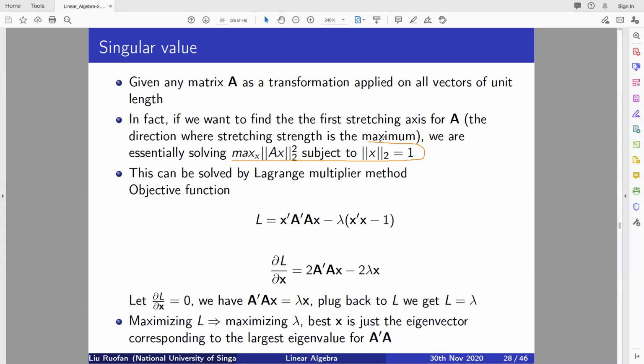Is this optimization clear to you? Me? Yes, I'm clear about this.